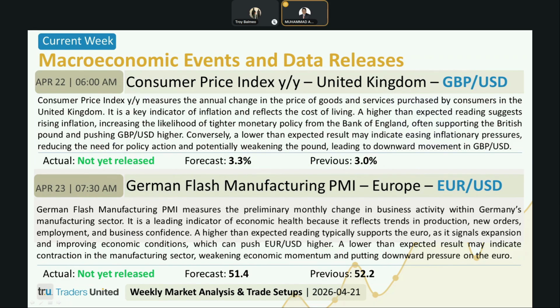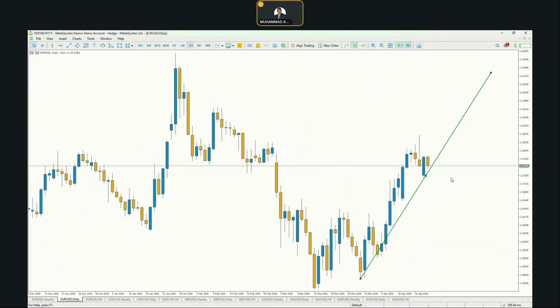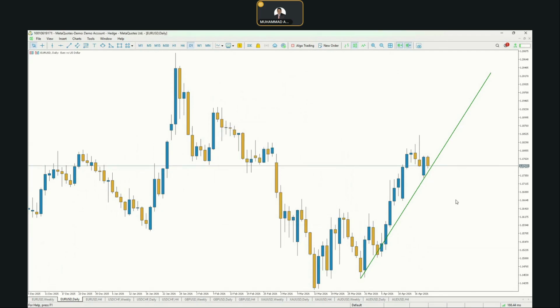A higher than expected reading usually supports the euro. It signals expansion and stronger economic conditions. This can push the price of EURUSD higher. A lower than expected reading may weaken the euro. It suggests contraction and slower economic momentum. I showed you the chart of EURUSD earlier. The trend is actually up over here in the EURUSD currency pair on the daily time frame.